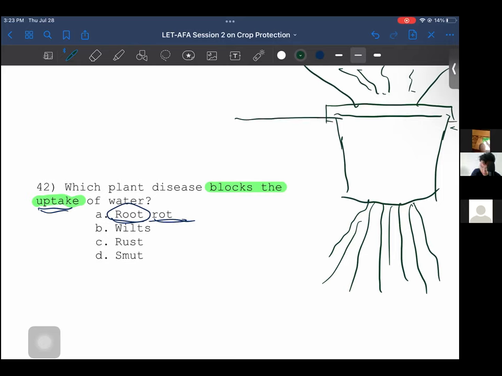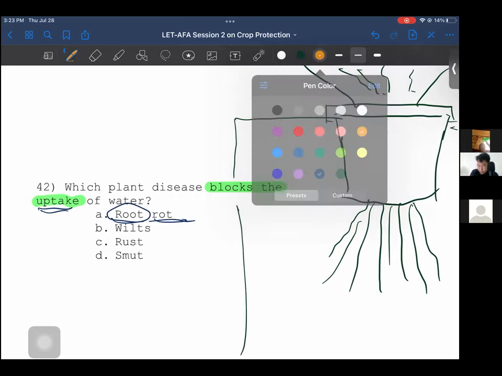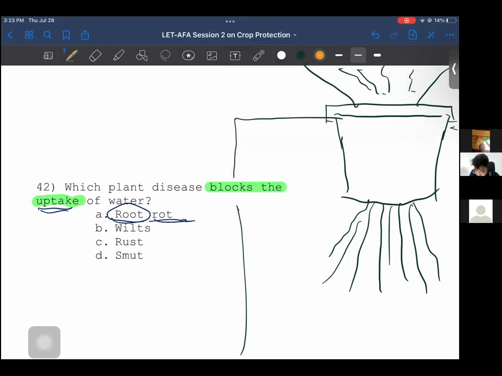Nakasubmerge to sa water. So ang ginagawa ng root rot, orange. Ayan. Bumubuo siya ng slime layer. Slime layer dito. So ang nangyayari kapag may root rot yung halaman niyo is merong slime layer na. Ang slime layer na ito is karaniwang kulay brown. Kaya ang root rot is tinatawag din na brown rot.